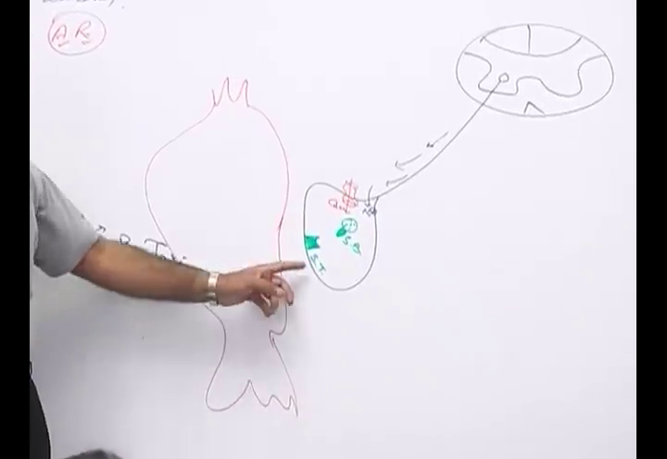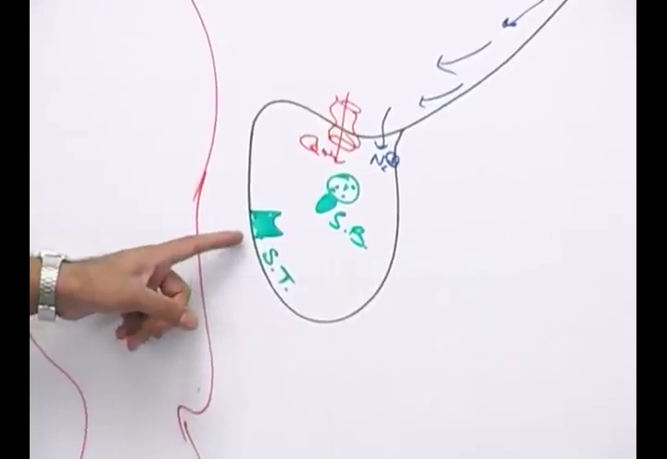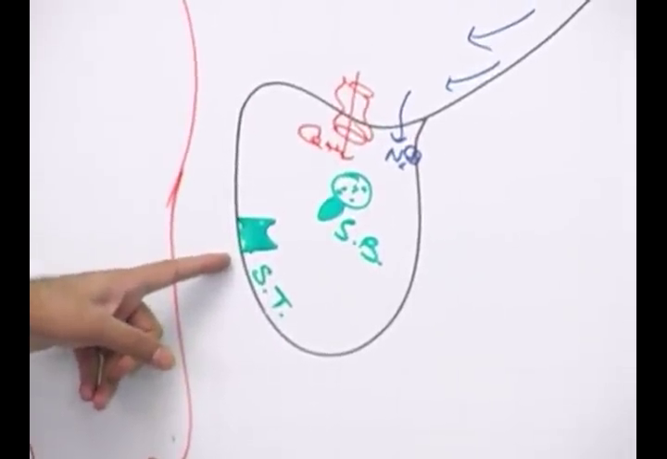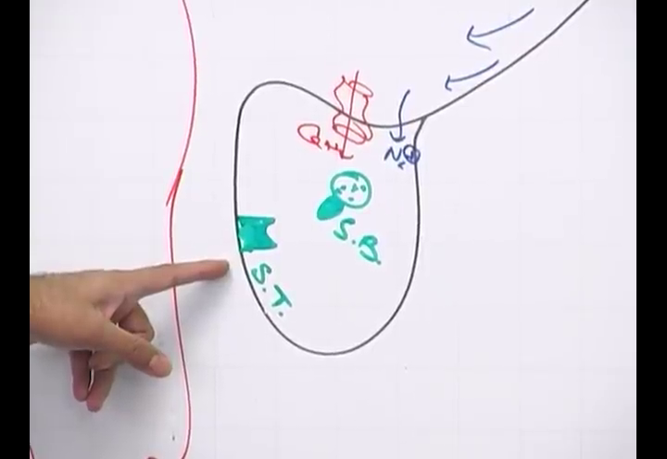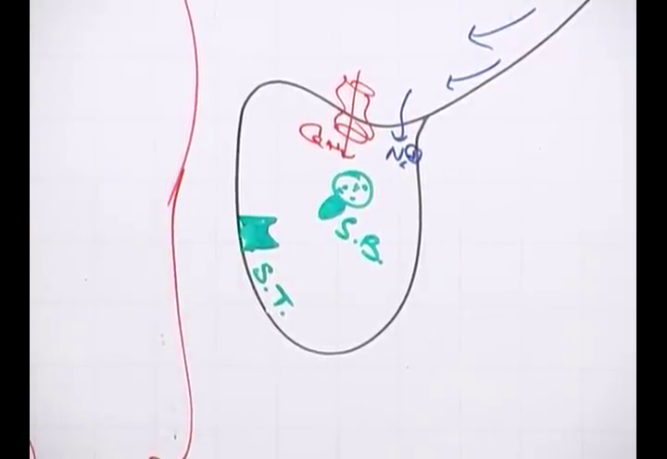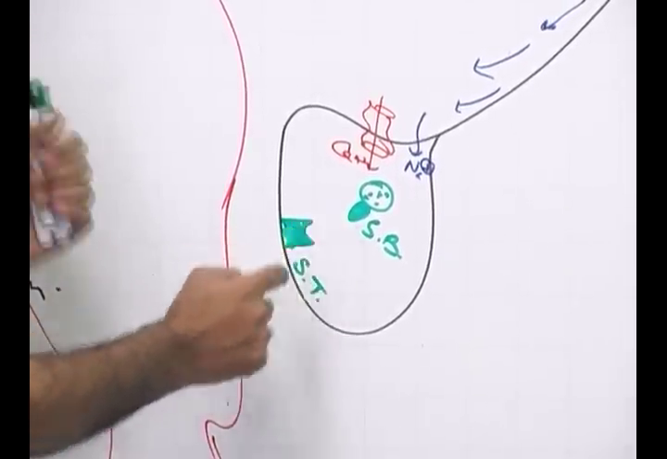And there are similar proteins also there. So vesicles are loaded with synaptobrevins, and the neuronal membrane is loaded with syntaxins and synaptotagmin. Now what really happens is that synaptobrevin and syntaxin fuse with each other.